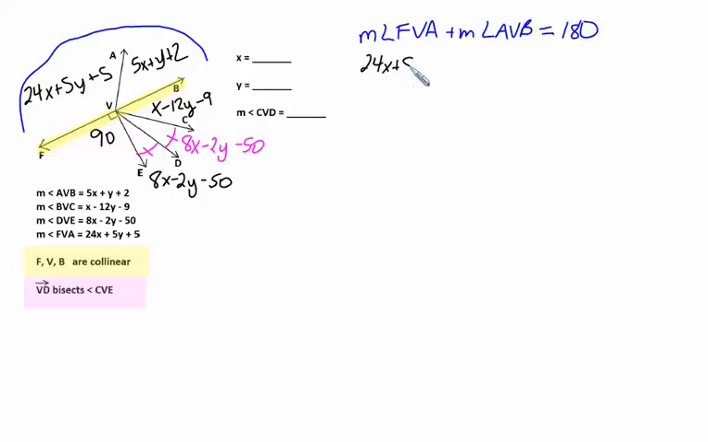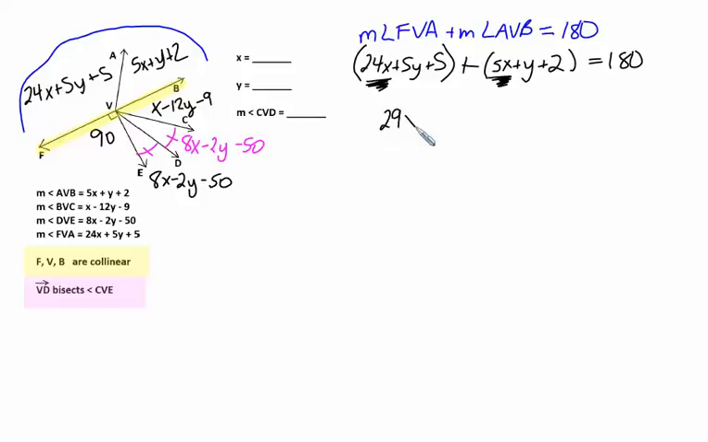So 24x plus 5y plus 5. And then remember, I like to use parentheses. It helps me combine like terms and helps me remain organized in the problem. Plus 5x plus y plus 2 equals 180. When combining like terms, do something to keep track of what you have already combined. So we have 29x. Notice I'll use a different symbol to keep track of the y's. Plus 6y. And then we've got plus 7 equals 180.